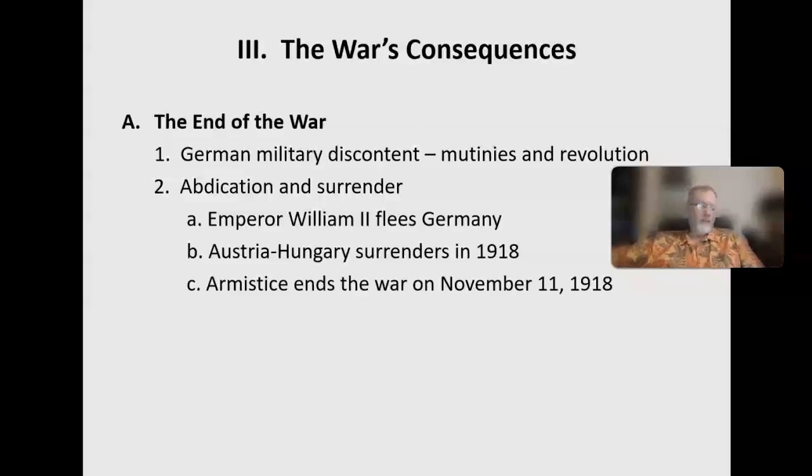November 11th, 1918, is the date of our holiday we celebrate here in America, I believe, Veterans Day. That's our Veterans Day we celebrate in the U.S.